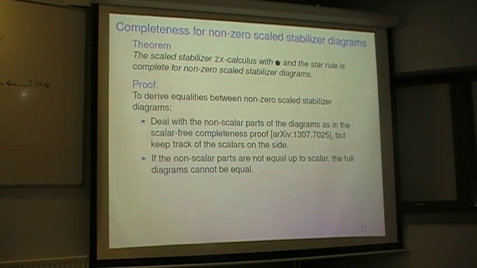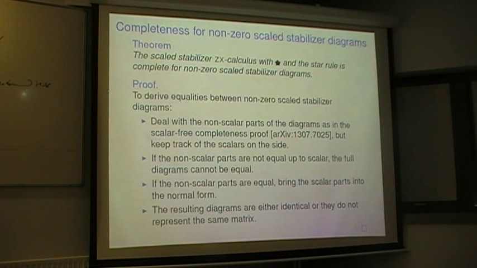And after we've applied this process, we then look at all the scalars that we've put on the side, and we bring those into normal form. And then by combining the result on the previous slide with the results from the previous talk, we can bring two scaled stabilizer diagrams into identical form if they are equal, and if they are not equal, so if they don't represent the same matrix, then obviously there is no equality to derive. So we're done. And by inverting some of those rewrites, if we can rewrite two diagrams to be identical, we can also rewrite one into the other, and thereby derive the equality that we want to derive.